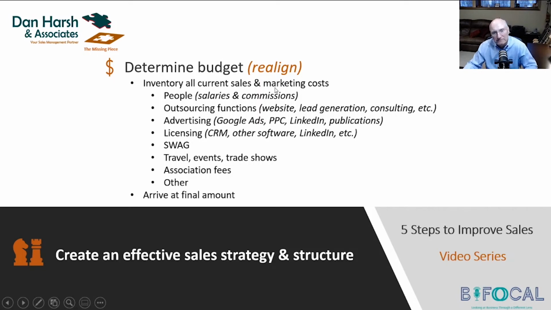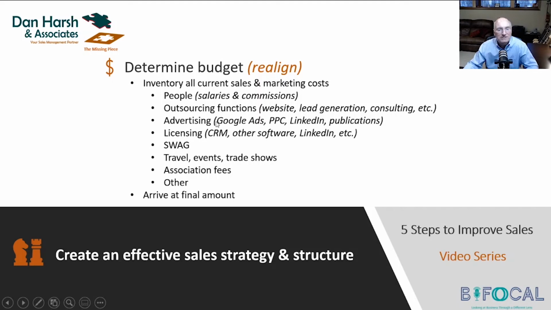So let's take an inventory of all your current sales and marketing costs. And obviously that's going to include your people, your salaries, commissions, but all of your outsourcing functions. That could be maybe you use people outside to manage your website or website support. You might outsource lead generation. You might have consulting, et cetera. You got to put all those functions together. What kind of cost am I spending there?